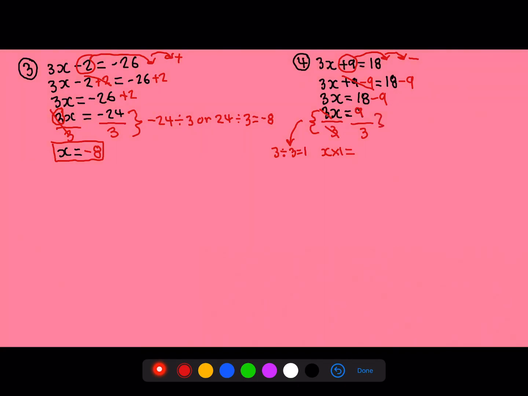So since we would get 1, we get x times 1, and 9 over 3 is just like saying 9 divided by 3. And 9 divided by 3 equals 3. So we would get x times 1 equals 3. Or, in other words, x times 1 is x itself. So we would get x equals 3. And that's the final answer.